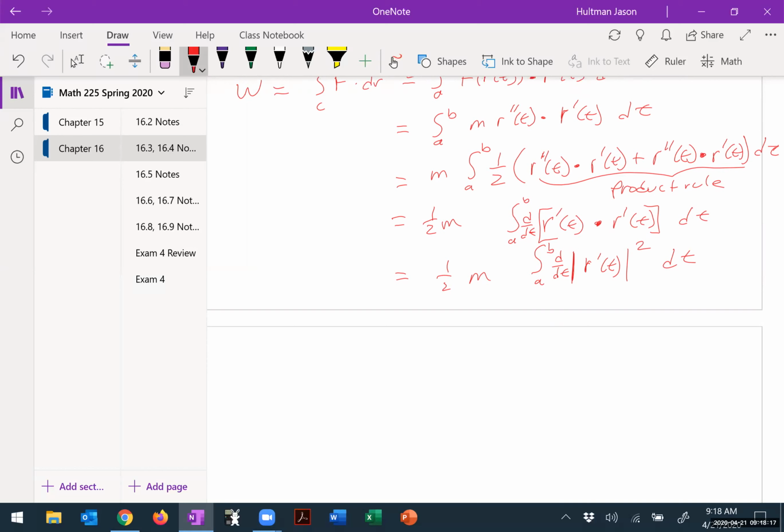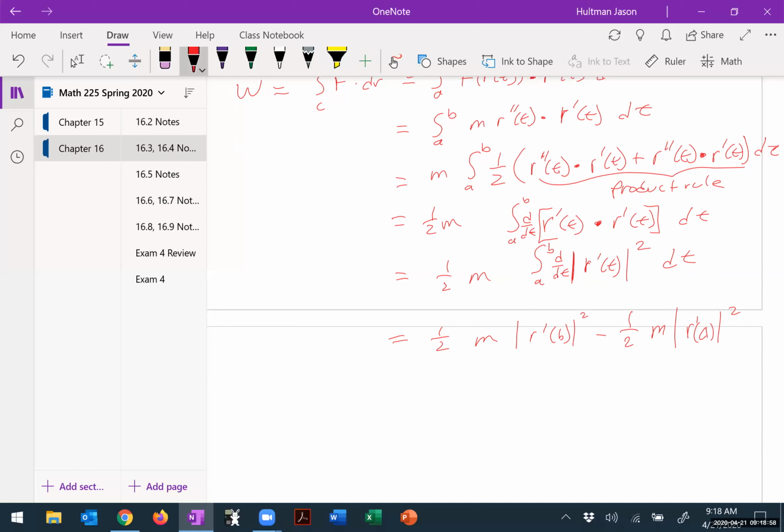We're taking the derivative and antiderivative, and so by the fundamental theorem of line integrals, this becomes r prime of b, sorry, r prime of b squared minus 1/2 m, r prime of a squared. And what would be r prime?